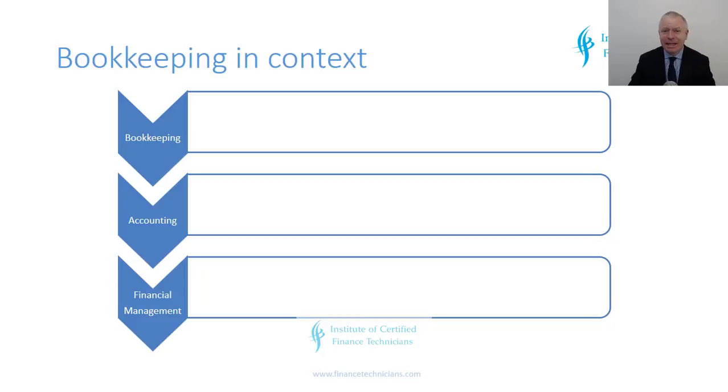Bookkeeping is the beginning of the financial system in any given organization, and it's where raw data is collected and processed for the first time. Then we move on to the accounting system, which gets that raw data and creates it into information, and then that information is used as part of financial management. So to enable us to have a better understanding, let's look at a few definitions concerning these particular areas.